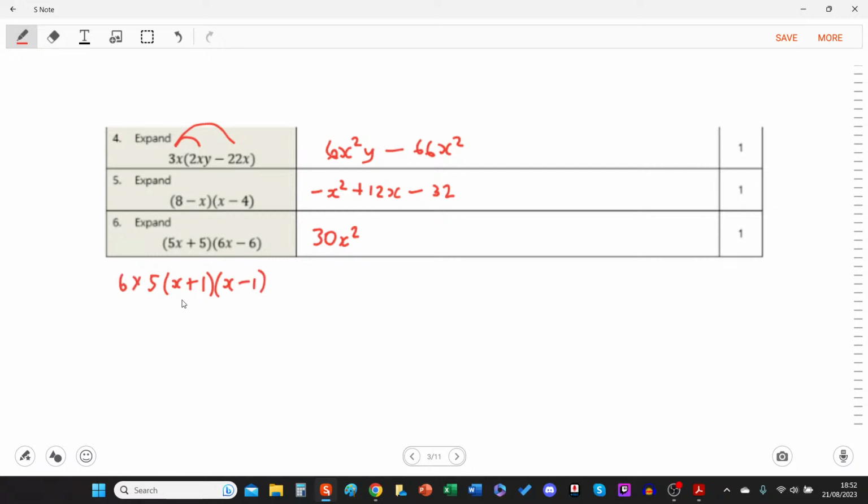And so knowing the difference of two squares, we could say we have x squared minus 1 multiplied by 30. And that's what we're going to find in a second. We need to expand it, right? So this isn't the final form, but you're going to find that it looks like that.